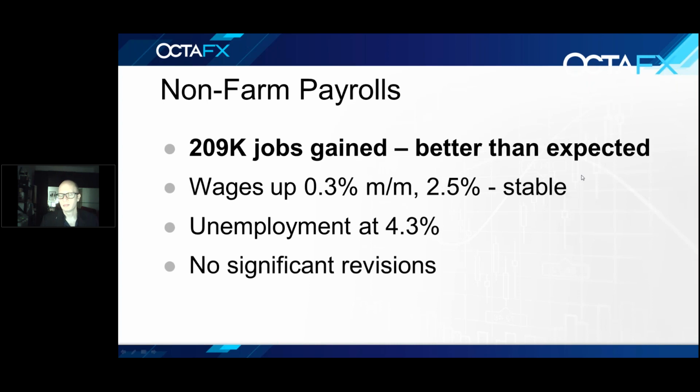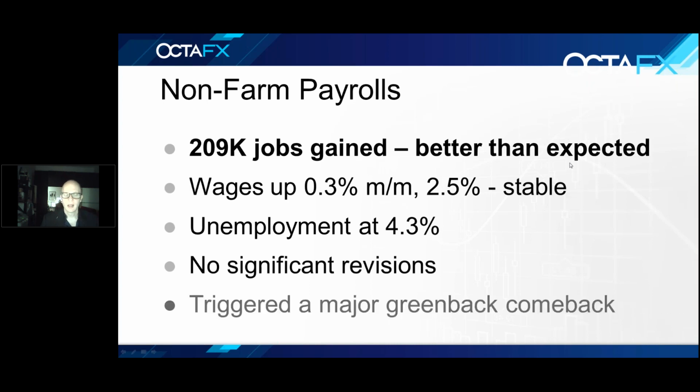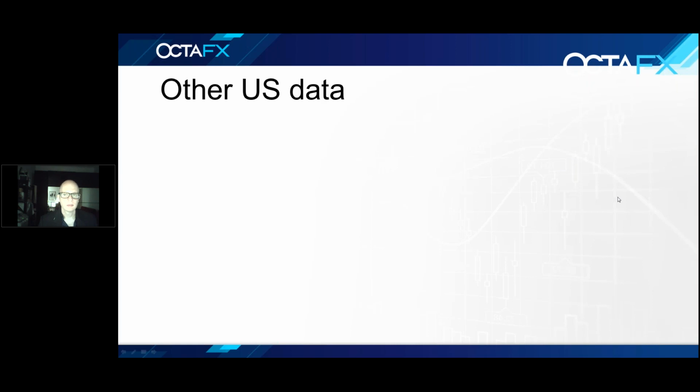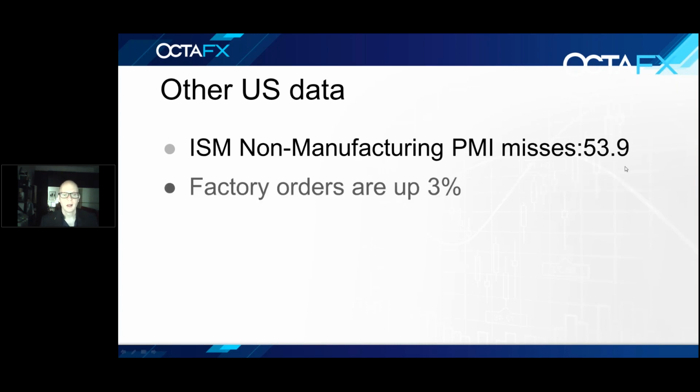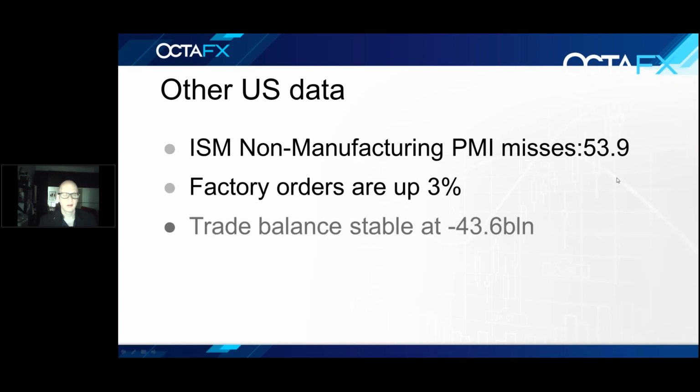Unemployment rate dropped to 4.3 as expected, and there were no significant revisions. So all in all, it was quite a good jobs report, and this triggered the greenback comeback across the board against the yen, against all currencies. Okay. Other US figures were also quite okay. Well, we'll start with one that missed expectations. The ISM non-manufacturing PMI missed expectations. That came before the non-farm payrolls. And did not serve as a good indicator, dropped to 53.9, but factory orders are up 3%, good news. Trade balance is stable, nothing to worry about from that angle.